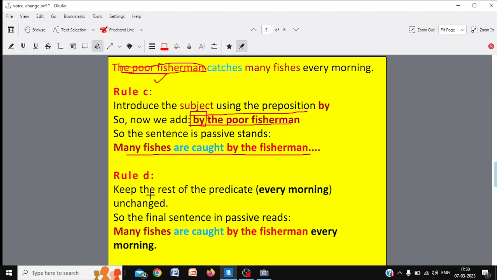And rule D, keep the rest of the predicate, every morning, unchanged. So we keep every morning unchanged. And finally we get the passive voice. Many fishes are caught by the fisherman every morning or every day.